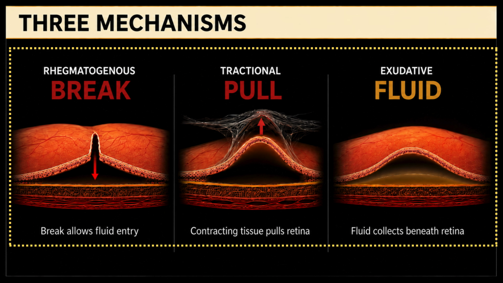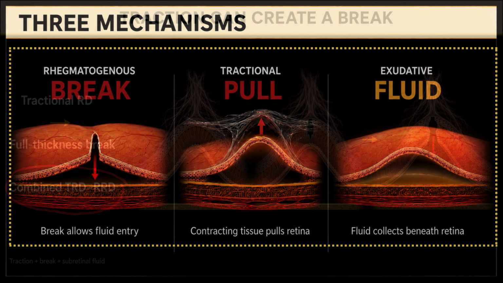For the present lecture, it is enough to remember this basic distinction between the types of RD. In rhegmatogenous retinal detachment, the central problem is a break. In tractional retinal detachment, the central problem is mechanical pulling. In exudative retinal detachment, the central problem is abnormal fluid accumulation caused by another disease process. Remember, these are not rigid categories because more than one mechanism can occur in the same eye.